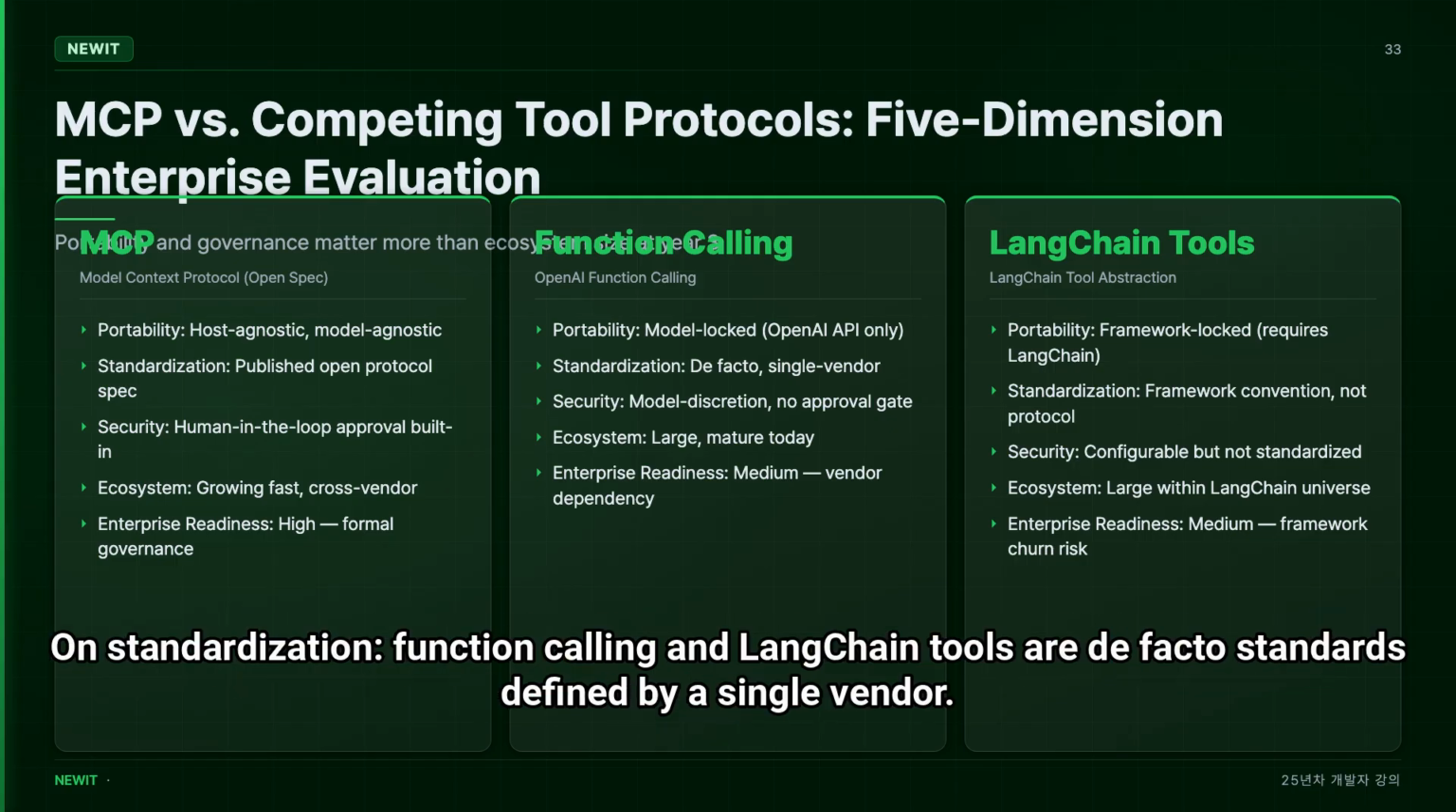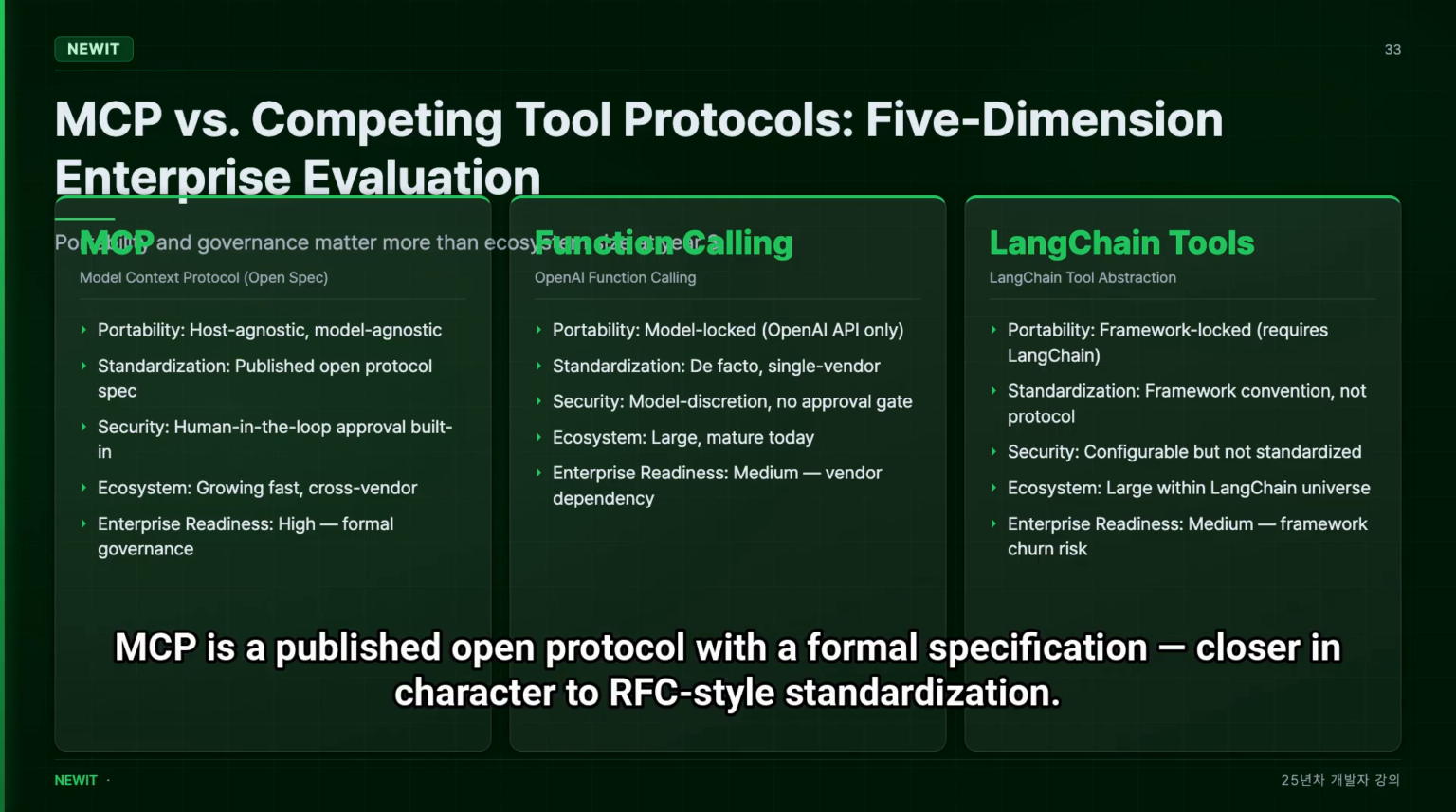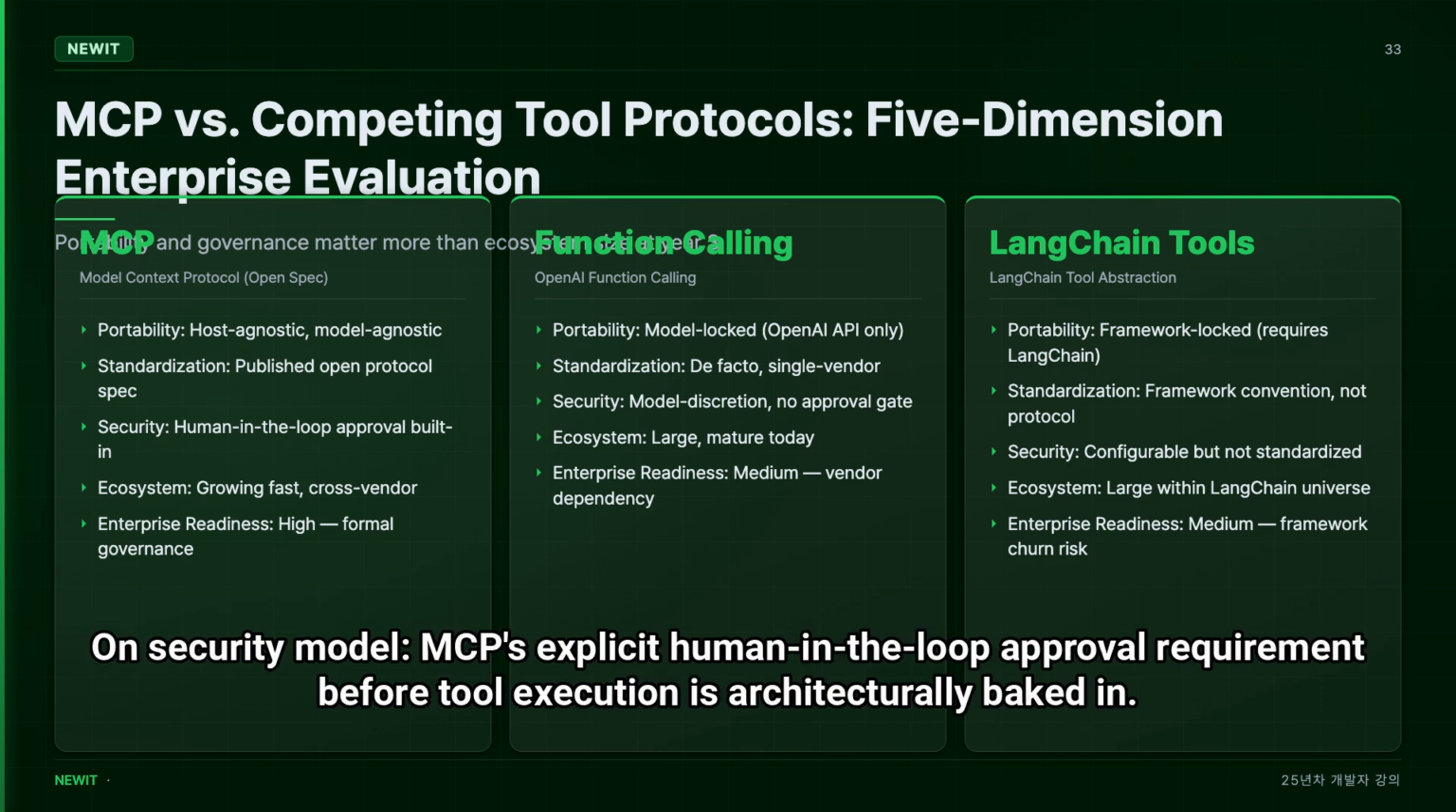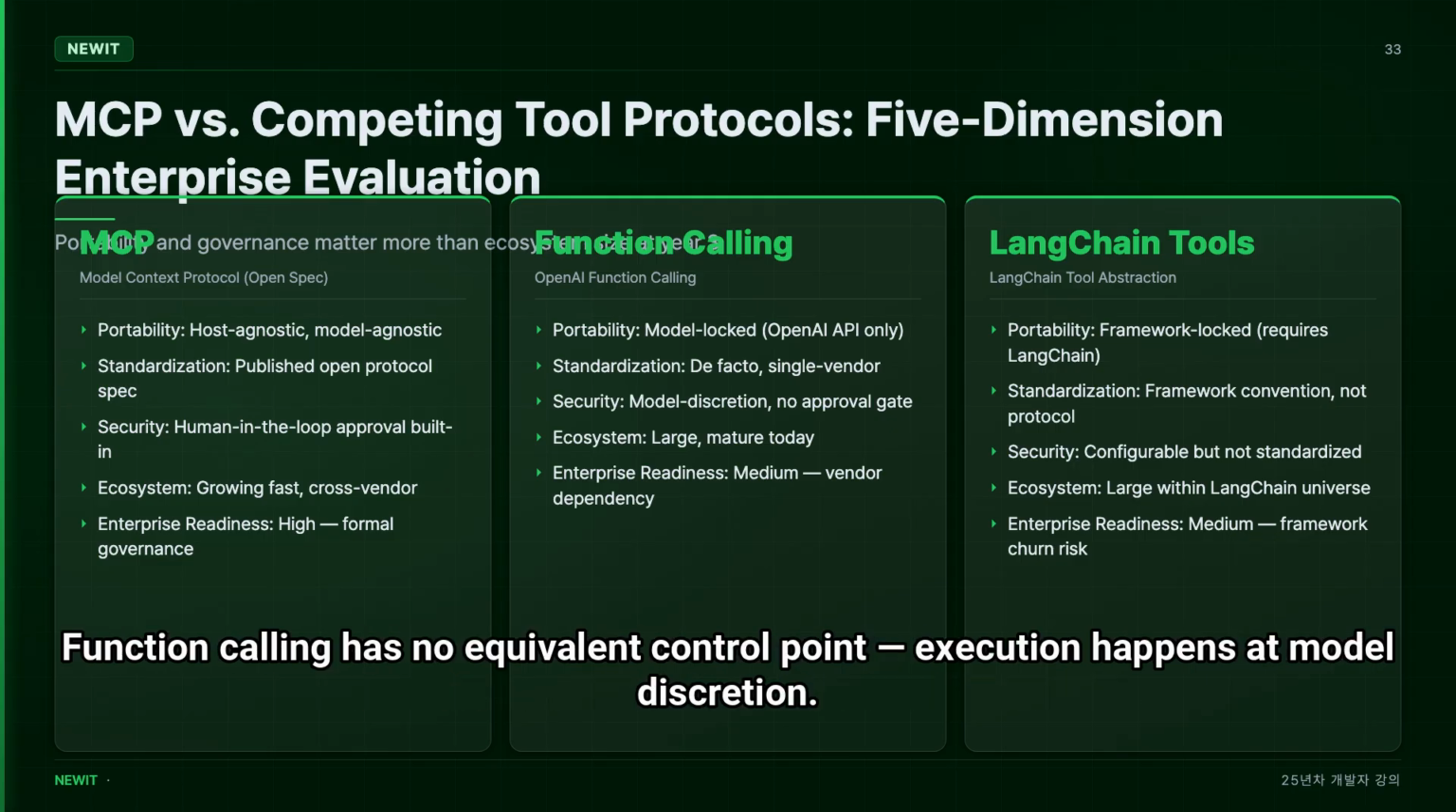On standardization, function calling and LangChain tools are de facto standards defined by a single vendor. MCP is a published open protocol with a formal specification, closer in character to RFC-style standardization. On security model, MCP's explicit human-in-the-loop approval requirement before tool execution is architecturally baked in. Function calling has no equivalent control point. Execution happens at model discretion.